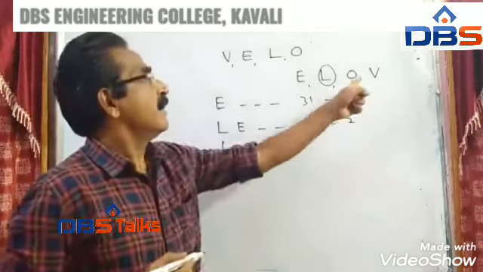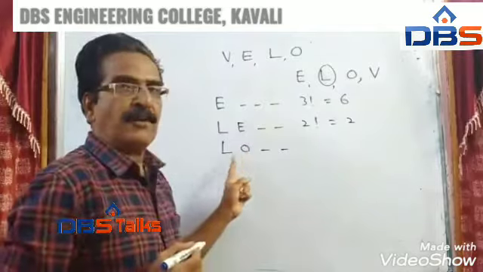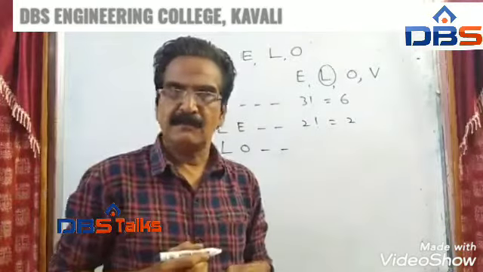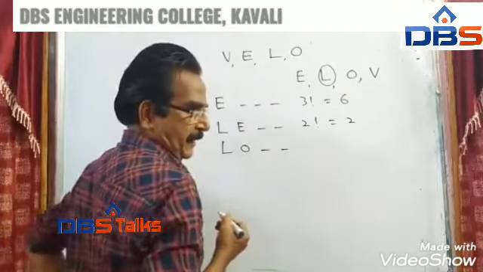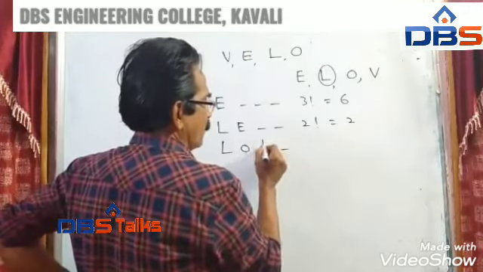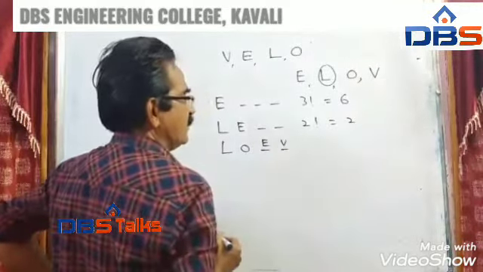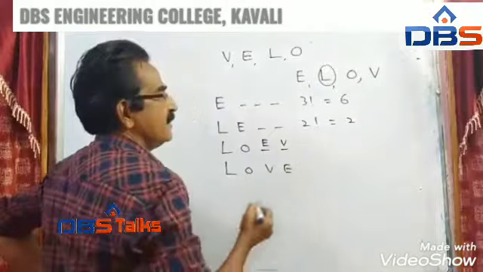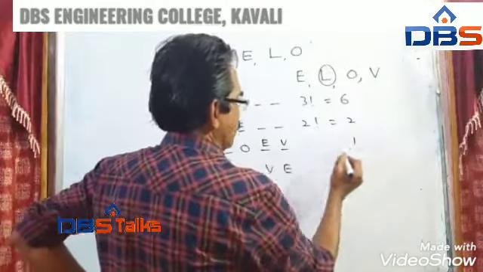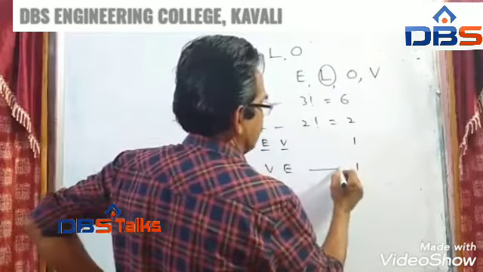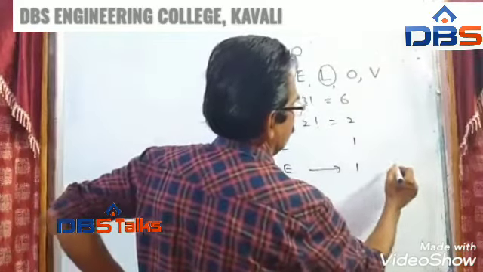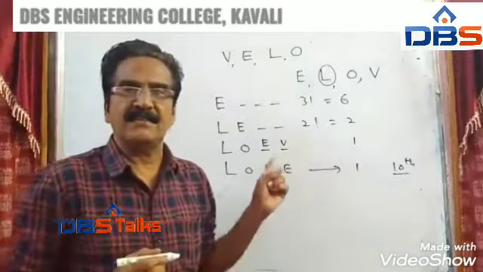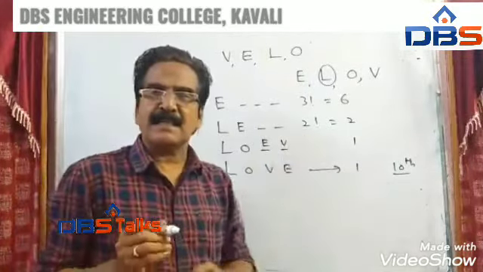See, after putting LO in the first 2 places, the 2 letters E and V remained. So if we put them in the dictionary order, LOEV is one word, LOVE is the next word. So 6 plus 2 is 8, this is 9, this is 10. So the 10th word is LOVE. LOVE is the 10th word.